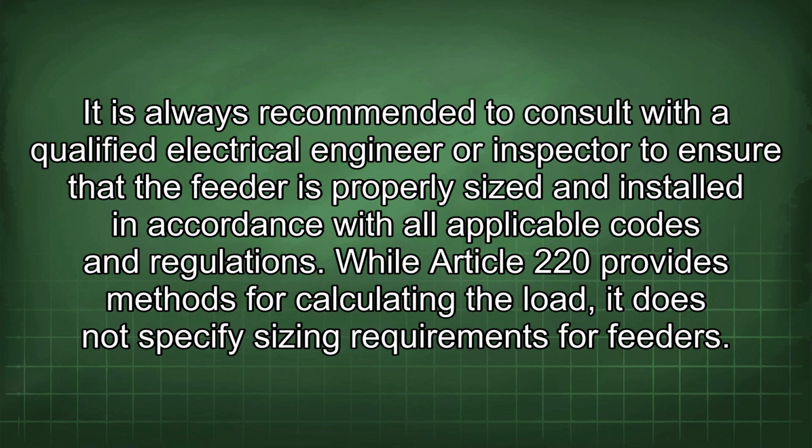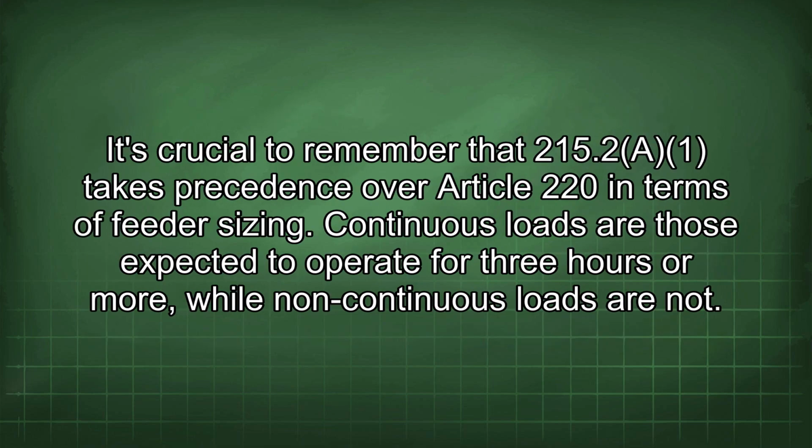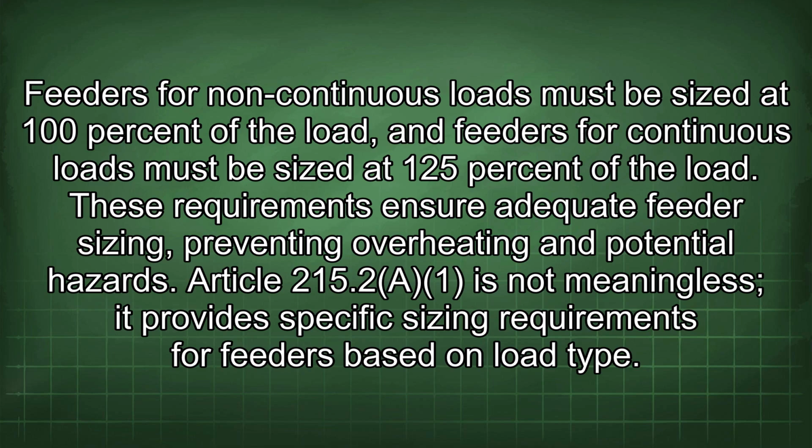While Article 220 provides methods for calculating the load, it does not specify sizing requirements for feeders. It's crucial to remember that 215.2(a) takes precedence over Article 220 in terms of feeder sizing. Continuous loads are those expected to operate for 3 hours or more, while non-continuous loads are not. Feeders for non-continuous loads must be sized at 100% of the load, and feeders for continuous loads must be sized at 125% of the load. These requirements ensure adequate feeder sizing, preventing overheating and potential hazards.